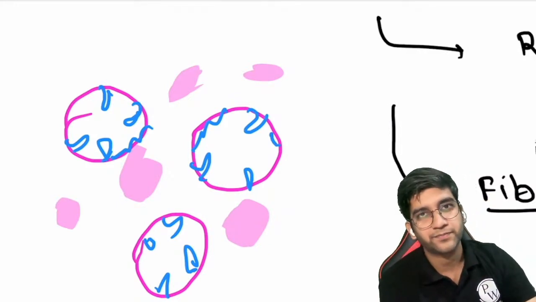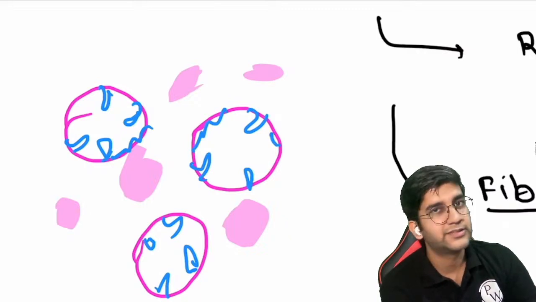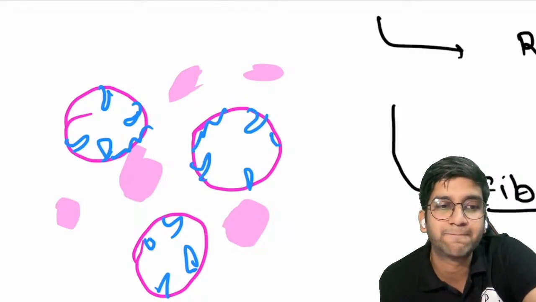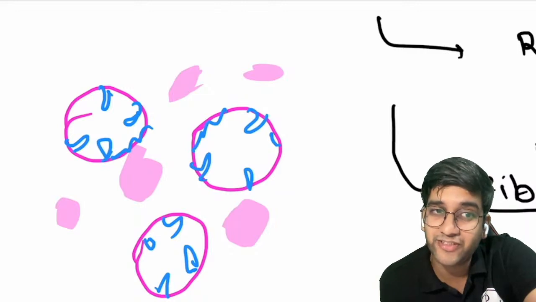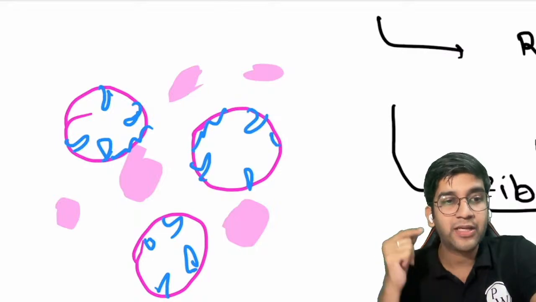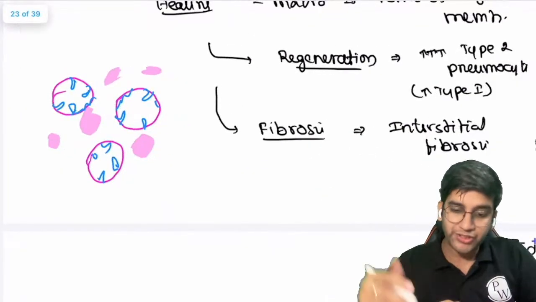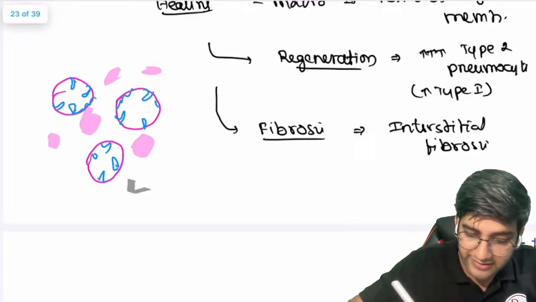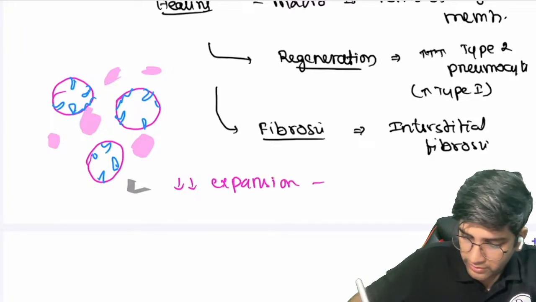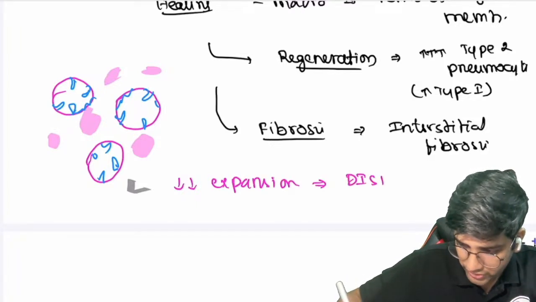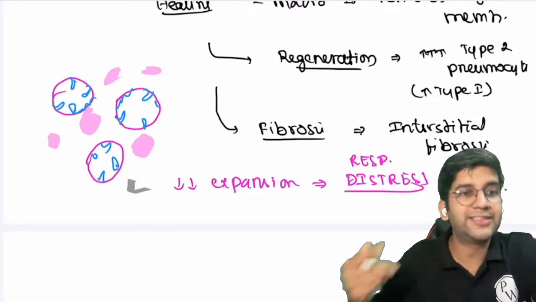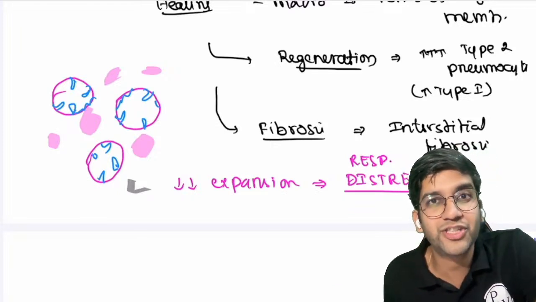Can this alveoli expand? Can't expand. So if the alveoli cannot expand, will there be a respiratory distress? There will be a distress, right? This is not a problem with the alveoli. My problem is in the interstitium. My alveoli cannot expand for sure. So here also, since there's a reduced expansion of alveoli, the patient will develop respiratory distress.